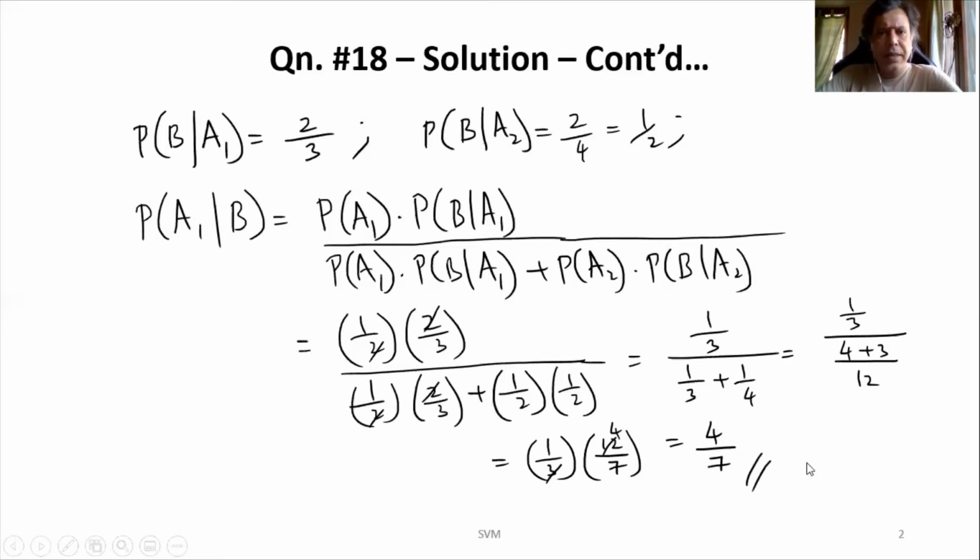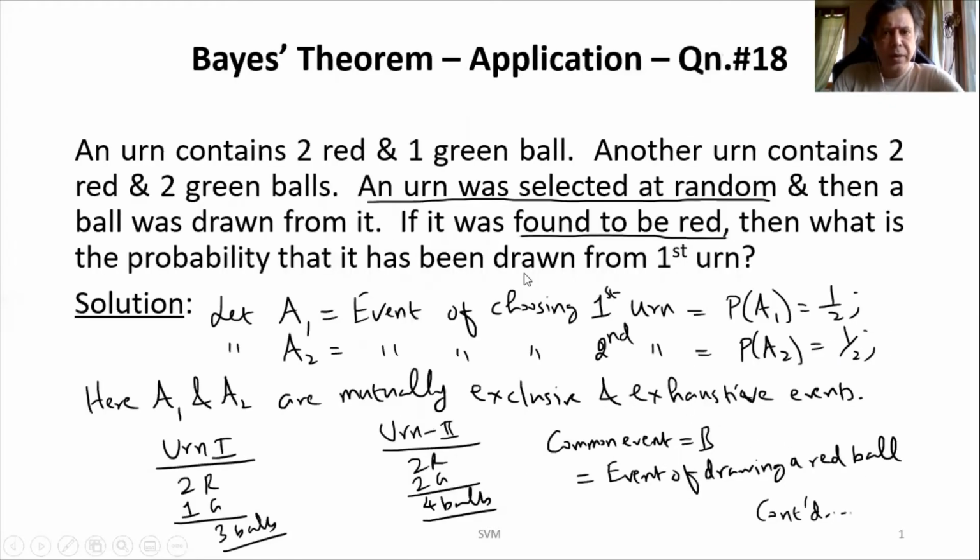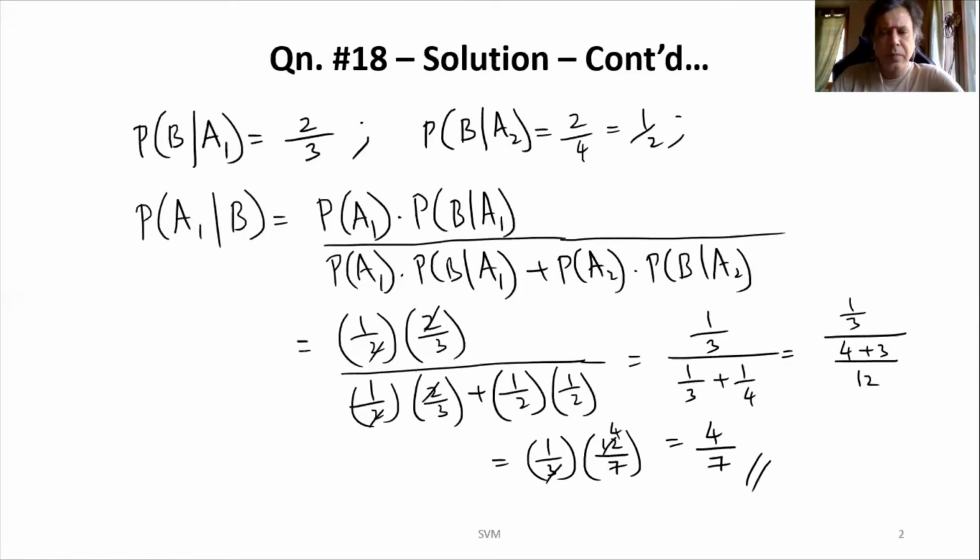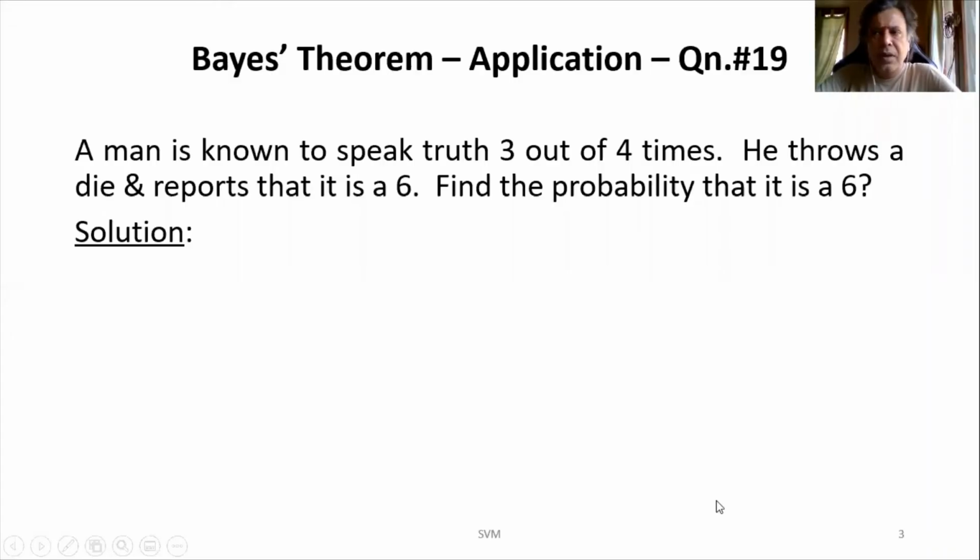Right? So that is the solution for this particular problem. Right? So let us move on to the next. Question number 90 says, a man is known to speak truth 3 out of 4 times. He throws a die and reports that it is a 6. Find the probability that it is a 6, means it is actually a 6 only.